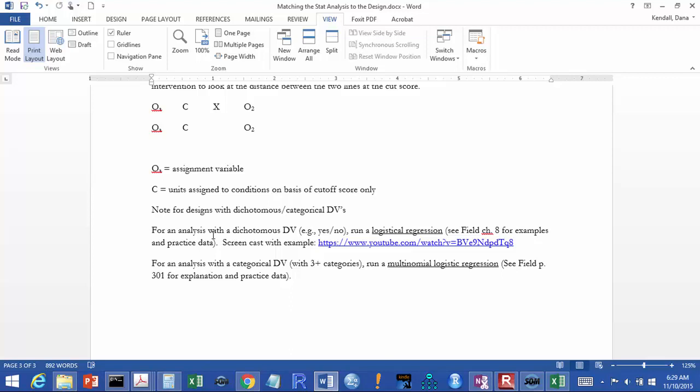What other things are... maybe we're trying to predict whether or not someone will choose to do something. We want to predict their decision on something, and it's an either or. It's not like a scale from 1 to 7 or something like that. So with categorical or dichotomous DVs, run a logistic regression, and Field Chapter 8 has great examples, practice data.